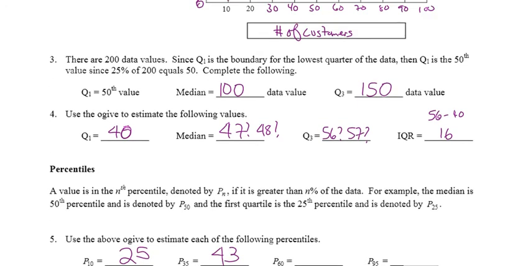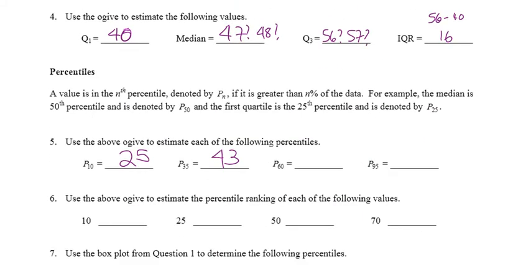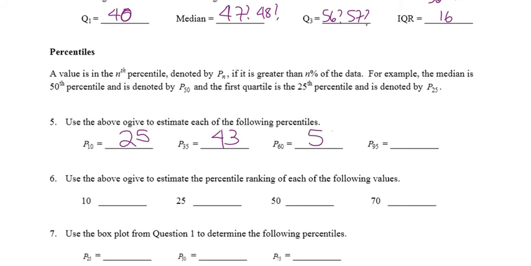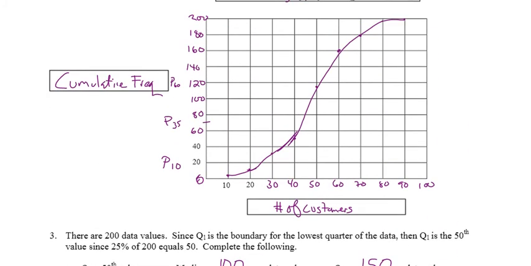P60, where is P60? 120, right? So P60 will be at 120, because that means that 60% is below that, 40% is above that. So at 120, we've got 51. And the 95th percentile will be at 190. So P95 is about 78, maybe?